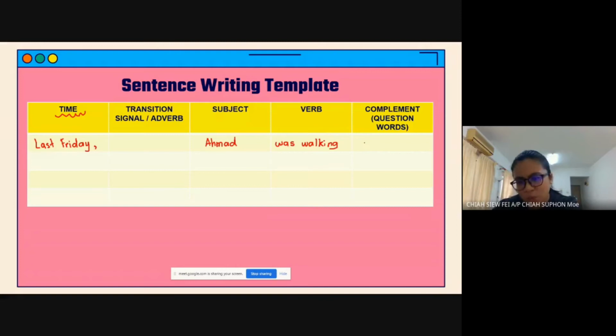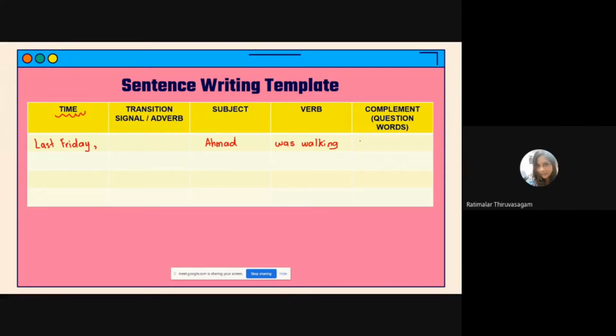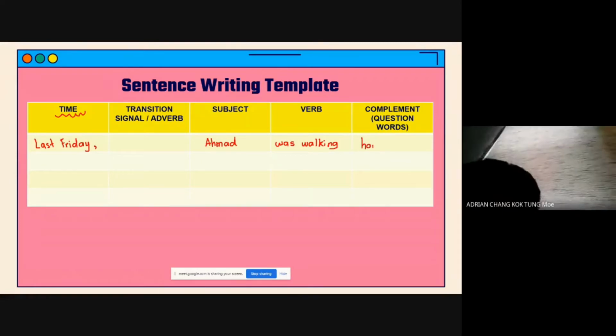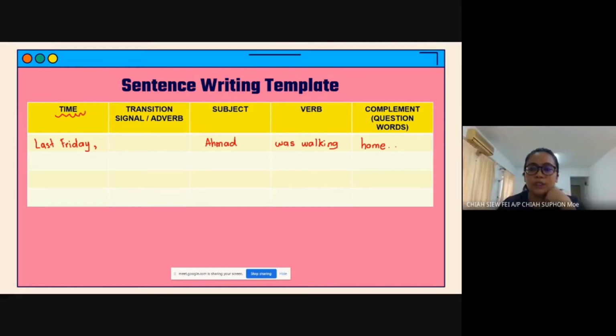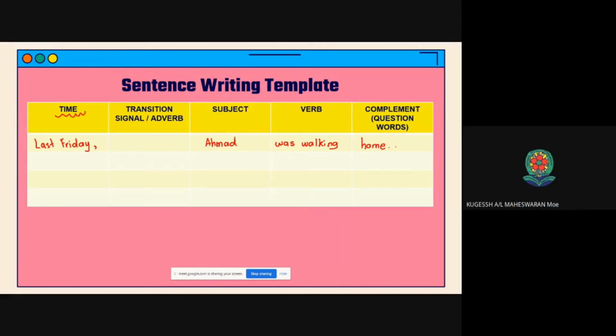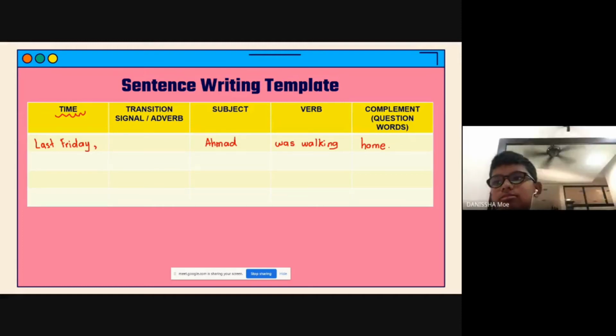Where was he walking to? To go back home. No need to say was walking back home. Ahmad was walking home. That's it. Home. Okay.